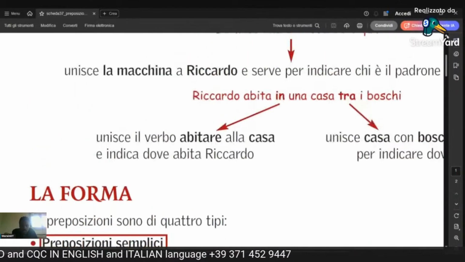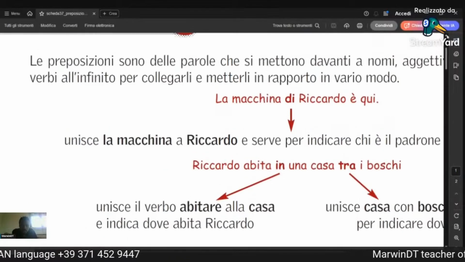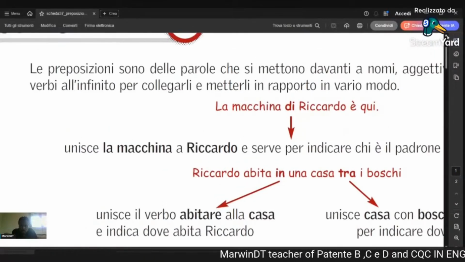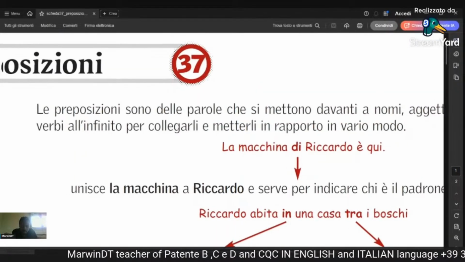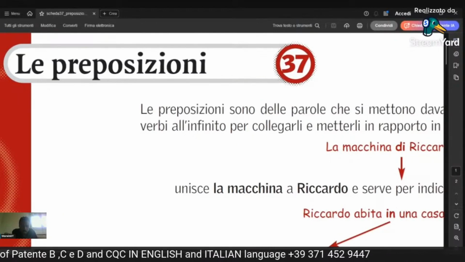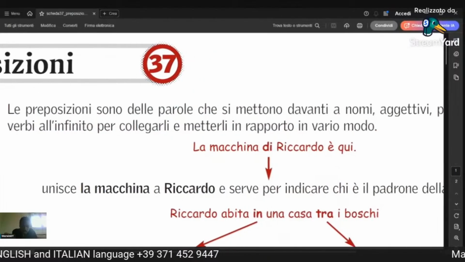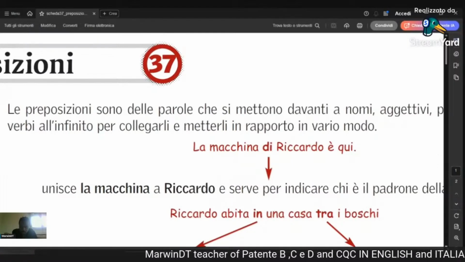Welcome, guys. So now we are going to look at preposizioni. Their purpose and why we need to know them very, very well in order to be fluent in the speaking of the Italian language.